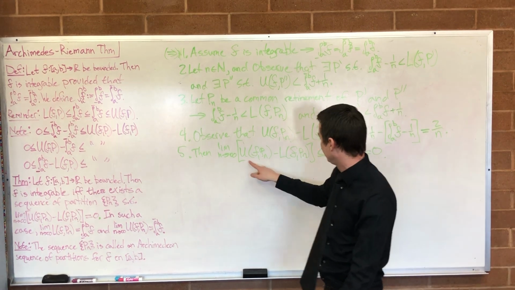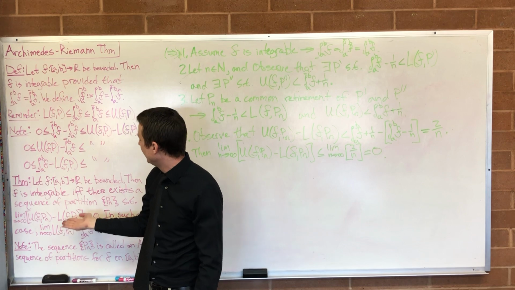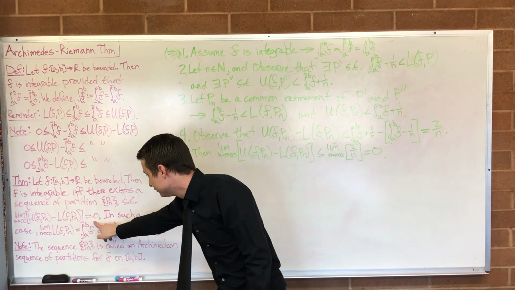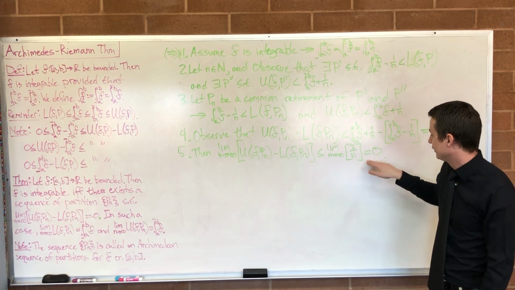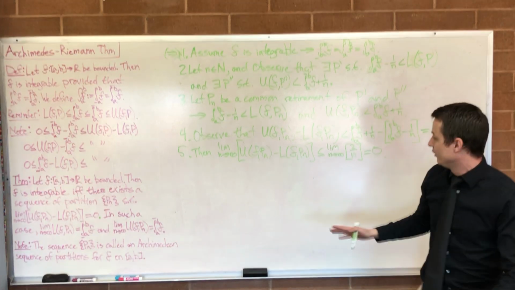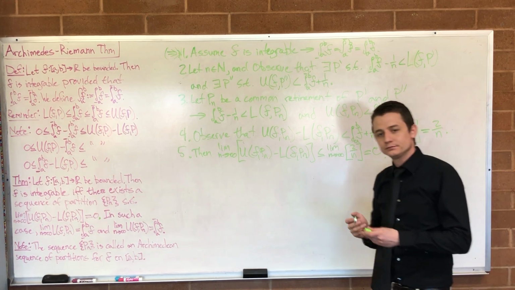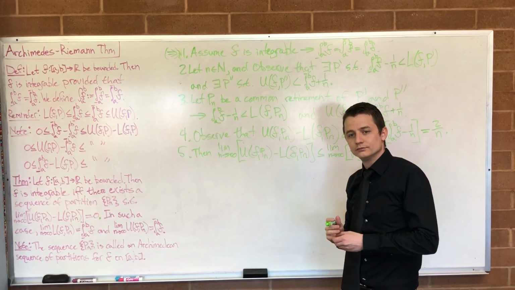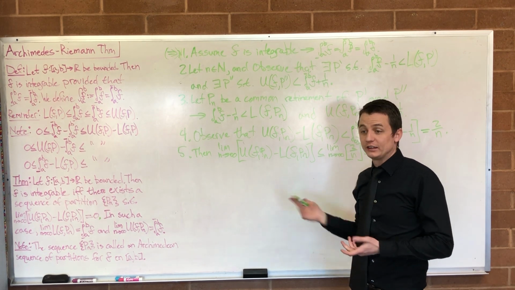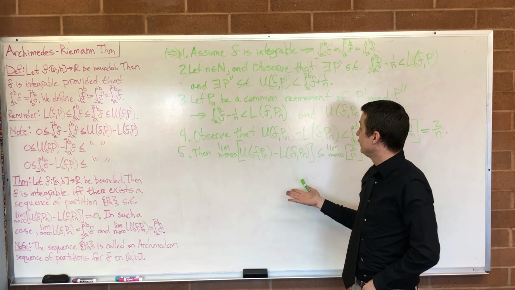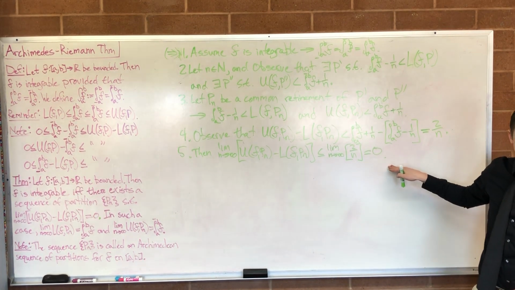Or in other words, since this is always a positive number, it's going to be equal to 0. Yeah, we got it's less than or equal to, this is equal to 0. So this is always a positive number, so it can only be equal to 0. Make sense? So that's our sequence. So we found a sequence of partitions so that this was true.